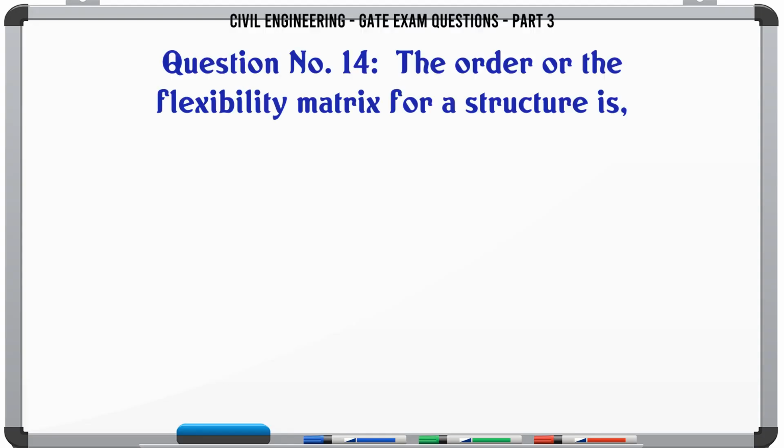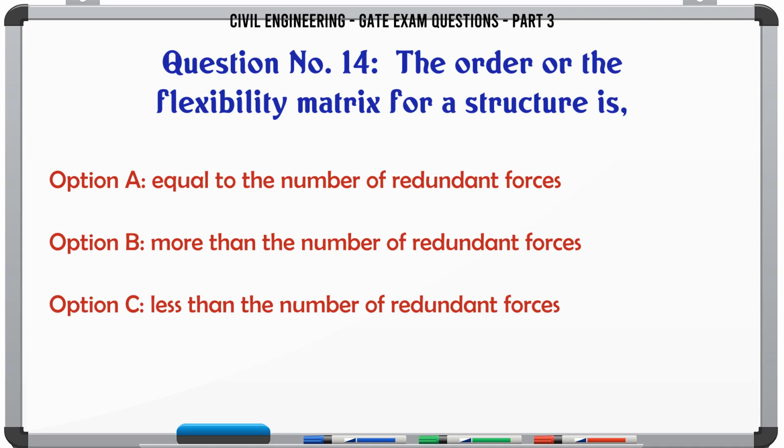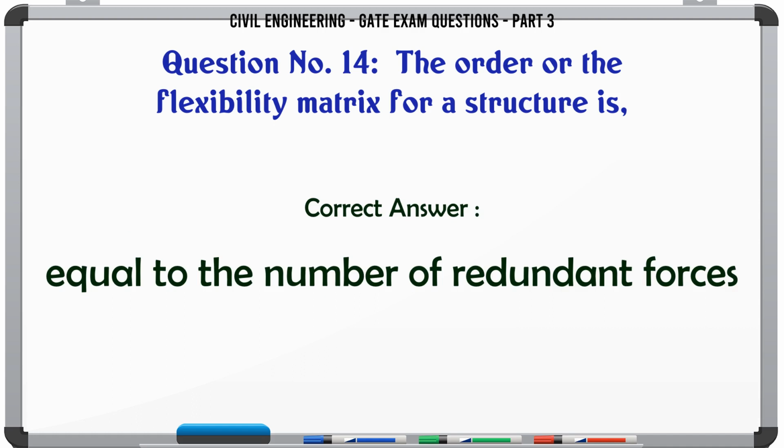The order of the flexibility matrix for a structure is A. equal to the number of redundant forces, B. more than the number of redundant forces, C. less than the number of redundant forces, D. equal to the number of redundant forces plus 3. The correct answer is equal to the number of redundant forces.